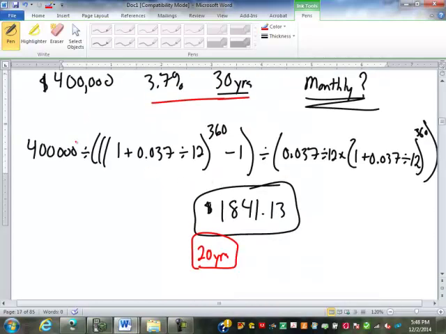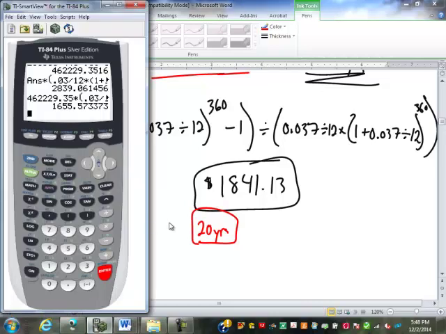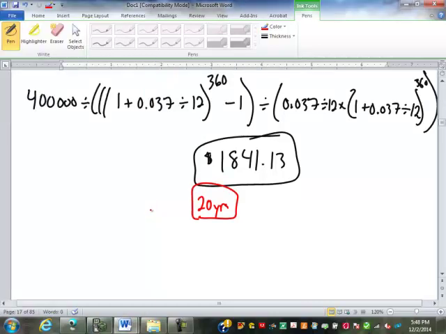Do you want to step through this one? Gives you a headache? Okay. Well, let's take a look at this one. What if we say screw it and we go to 20 years?